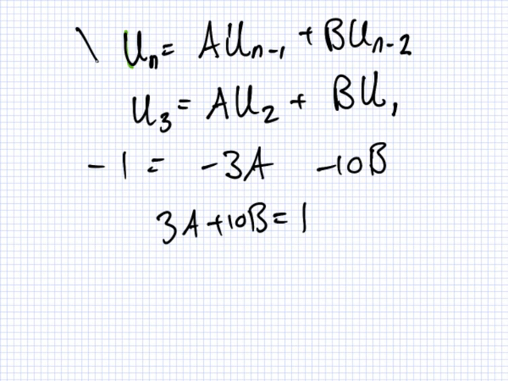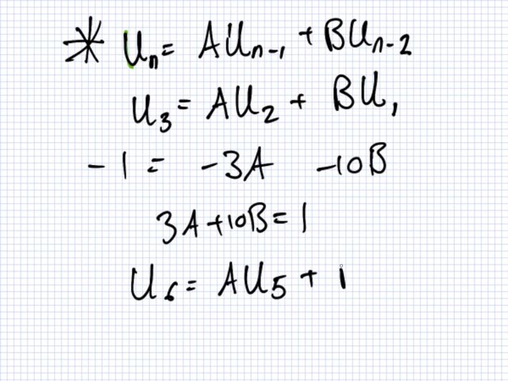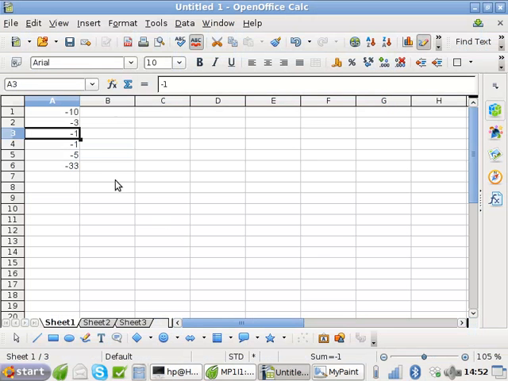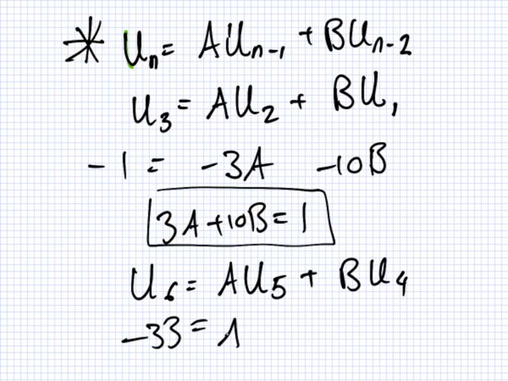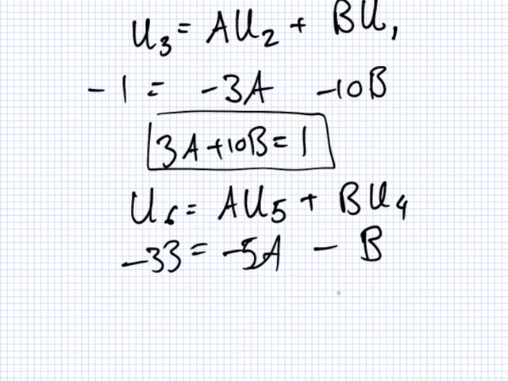Now you can do the same thing again here with the sixth term. You could say u6 is equal to a times the fifth term plus b times the fourth term. So you get minus 33 equals a times minus 5, so that's minus 5a, minus 1b. Or if you want, that's 5a plus b equals 33.